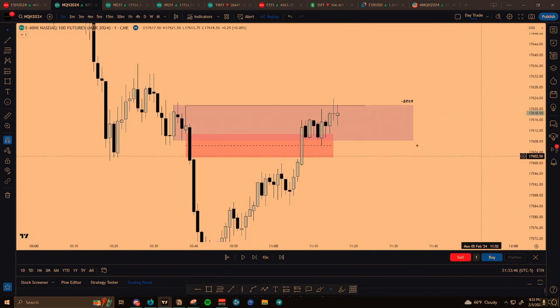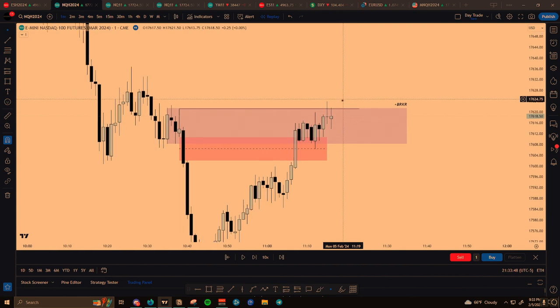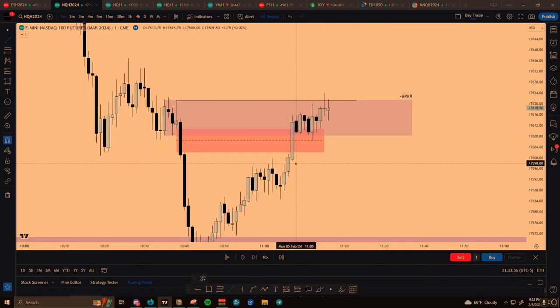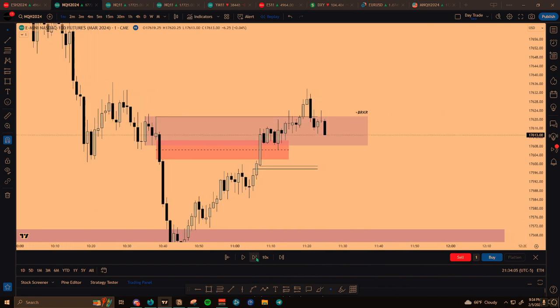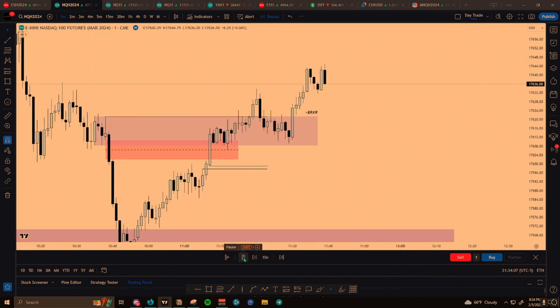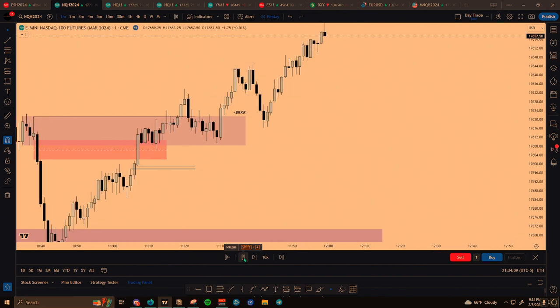So, as you continue higher, what do you have? You have an inversion fair value gap paired with a breaker after a market structure shift. That is why this fair value gap can get left open. And lo and behold, what happens? We're off to the races, right?